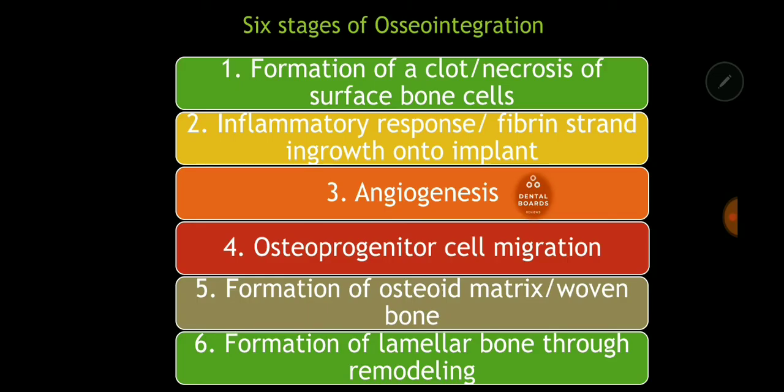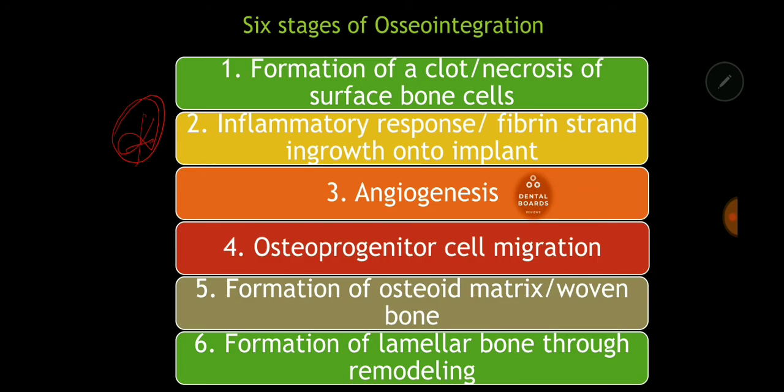And these are the 6 stages of osseointegration that you're supposed to know. Number 1 is the formation of the clot. Once you put an implant, there's bleeding, and the bleeding is going to form a clot, and then there's necrosis of the surface bone cells. Number 2 is inflammatory response, which usually lasts about 2 to 3 days, with fibrin strand ingrowth onto the implant.